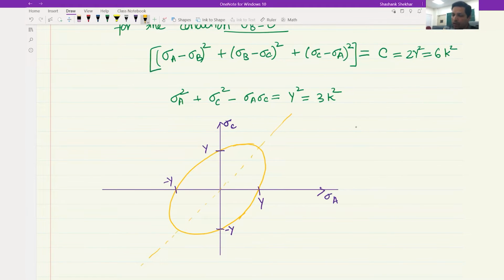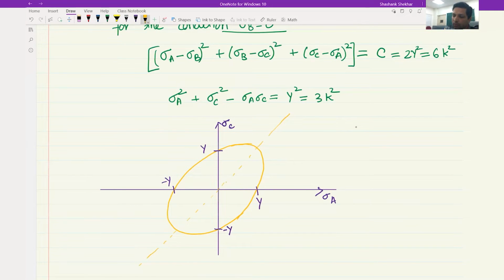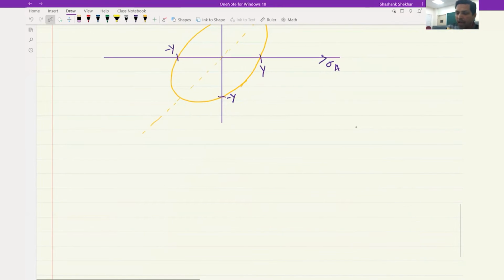And what we see is that if you go to these points, here sigma A is greater than y. Here sigma C is greater than y. Here sigma A is less than minus y. Here sigma C is less than minus y. Here both of them are less than minus y. Here both of them are greater than plus y. So what it is showing is that the individual principal stresses can be higher than y.